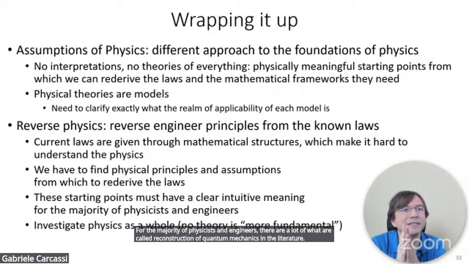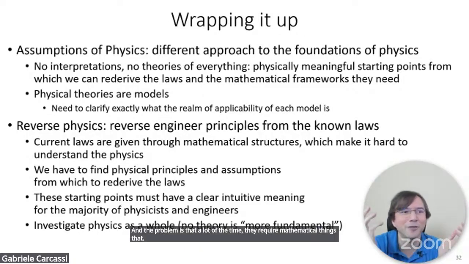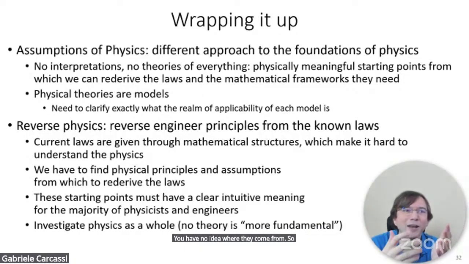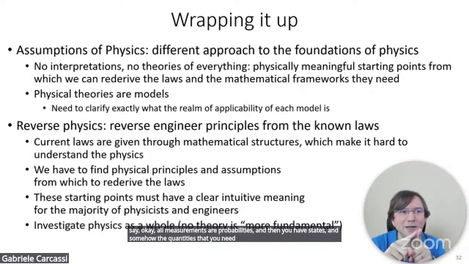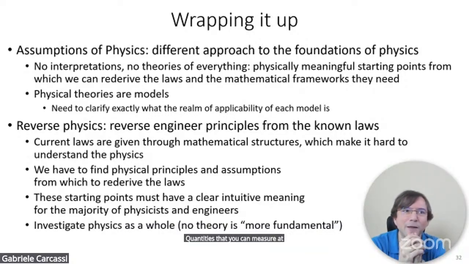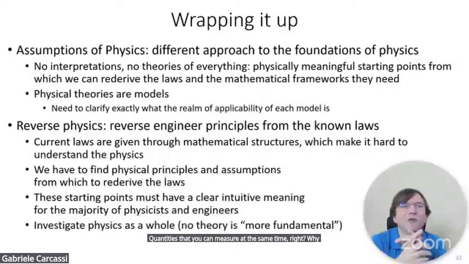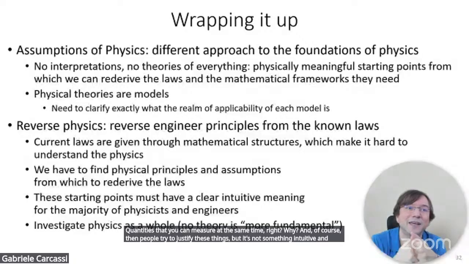And the problem is that a lot of the time they require mathematical things that you have no idea where they come from. So there is one, for example, that says, okay, all measurements are probabilities, and then you have states, and somehow the quantities that you need to define the whole sphere are the square of the number of quantities that you can measure at the same time, right? Why? And of course, then people try to justify these things, but it's not something intuitive and clear that physics would have.